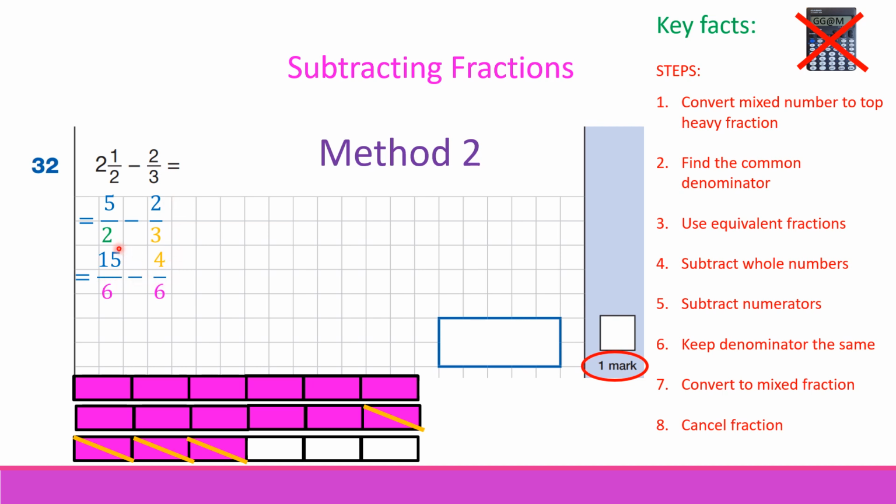You could have alternatively done 2 times 3 gives you 6 in the denominator, 5 times 3 gives you 15, 2 times 2 gives you 4. So that's another way of working it out. So doing the hug and then the kiss.